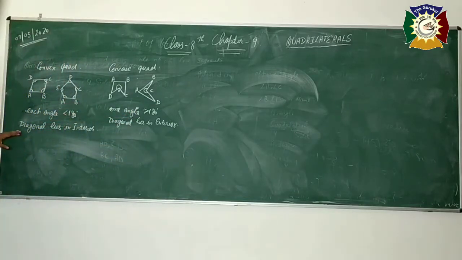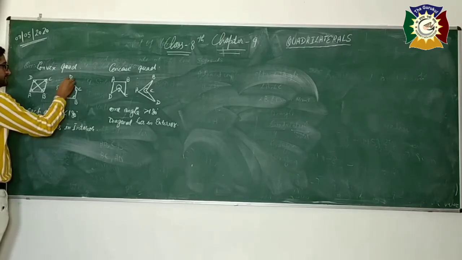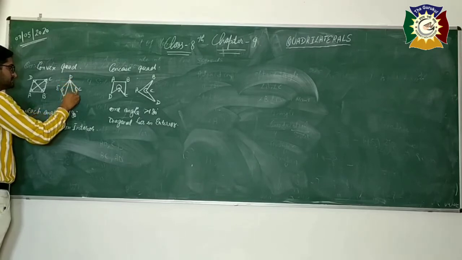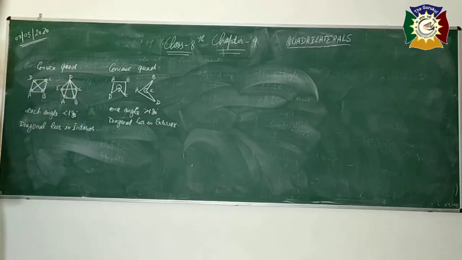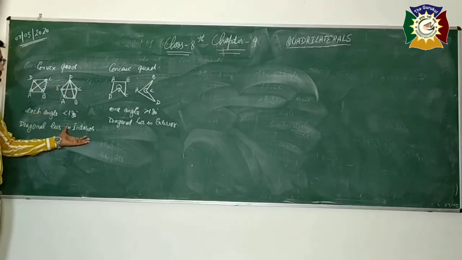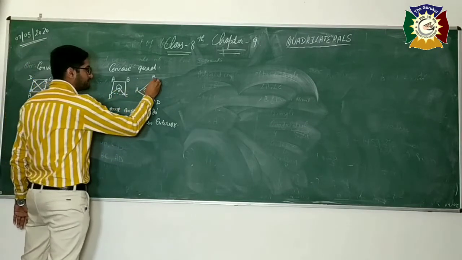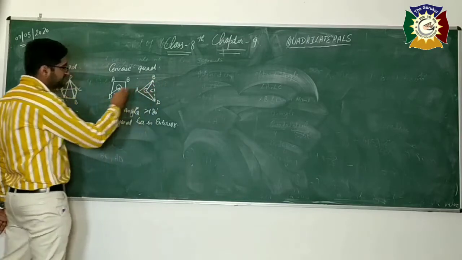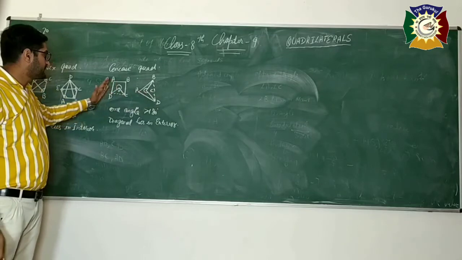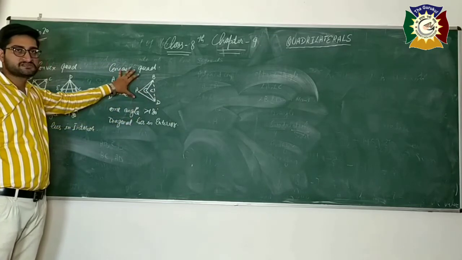Now the second condition, that the diagonal lies in the interior. Now what is a diagonal? When we join these points A to C and B to D, then this forms the diagonal of a polygon or a quadrilateral. Here, when you join these points, you can see that all the diagonals lie in the interior. But here, when you join the diagonal from C to D and from B to D, easily you can see that these diagonals lie in the exterior of this polygon.